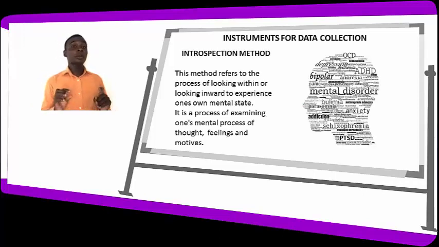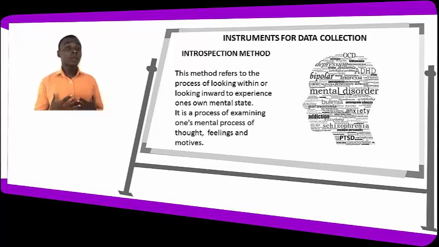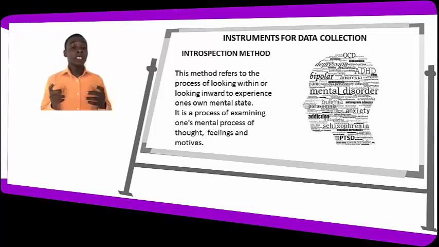This method refers to the process of looking within or looking inward to experience one's own mental state. You are observing yourself, looking at yourself in order to understand your mental state. It is a process of examining one's mental process of thought, feeling, and motives. You could also look at someone and want to understand the person's mental state.